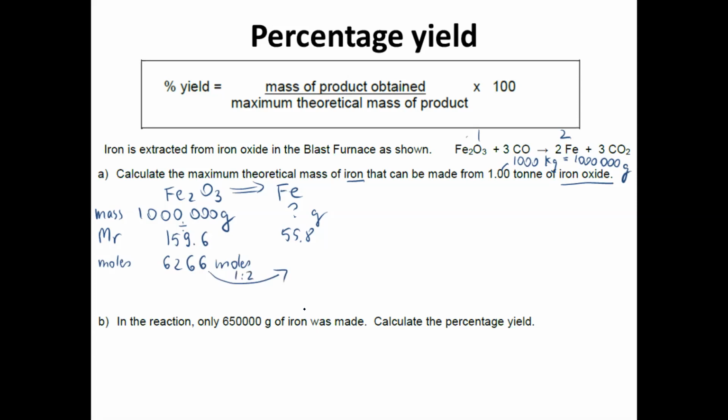Now from here to here, the ratio is 1 to 2. So to get the moles of Fe, I need to double 6,266. That gives me 12,530 moles. Okay. Now here I've got moles and I've got the MR, so I can work out the mass. So mass will be moles times MR, and that's going to give me this much, and that is 3 significant figures because here we had 3 significant figures.